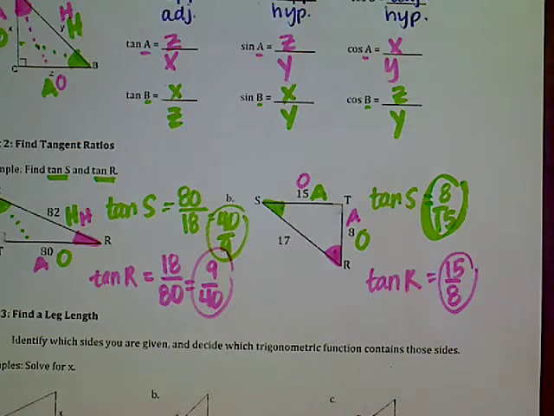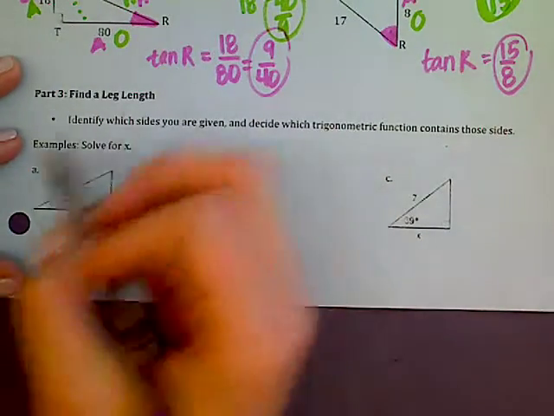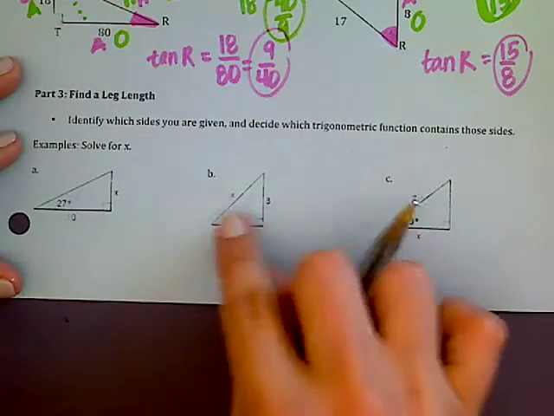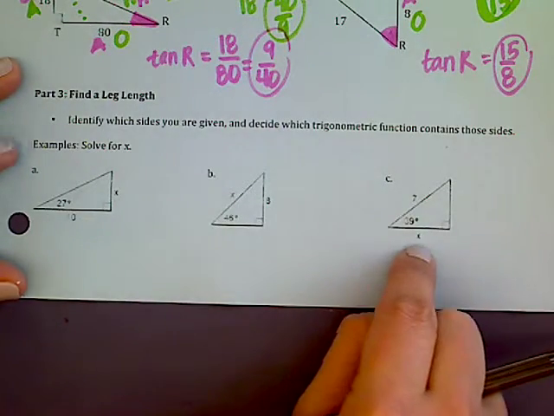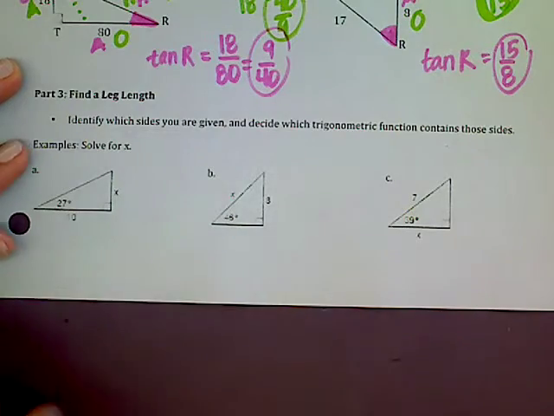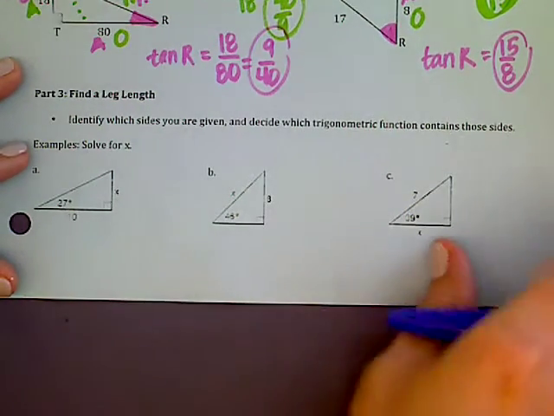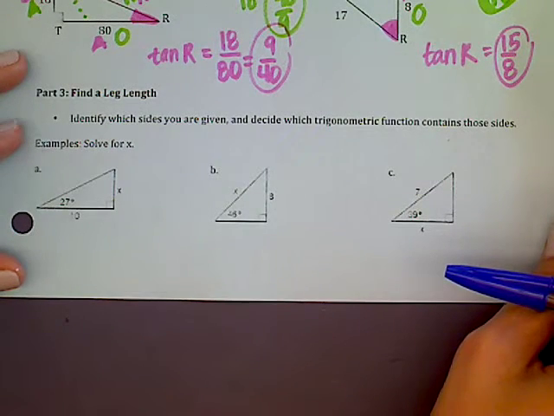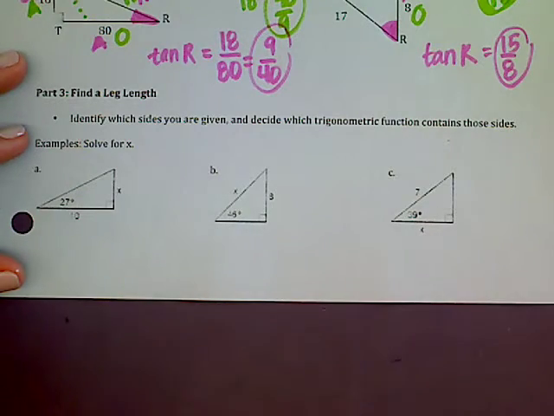Now, the last section is the most important because this is where these trig functions really come in handy. Notice in each of these triangles, I'm given one angle and two sides. But one of the sides is an x, or a variable that I don't know. The only time we've been able to solve a triangle where we have one angle and one side is when it's a special right triangle. So 45, 45, 90, or 30, 60, 90. Notice here, these are not special right triangles, so we have to try something else.